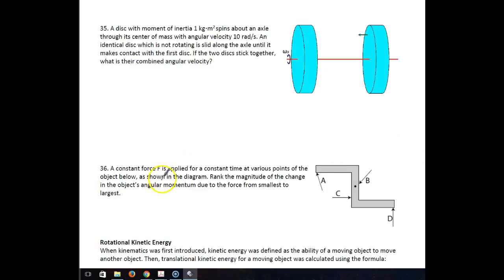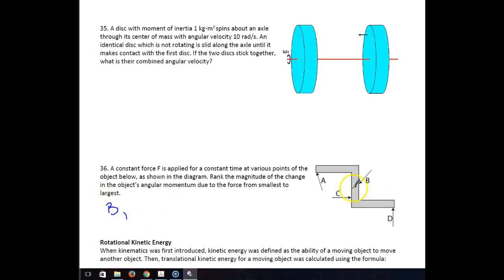For the next one, this says a constant force F is applied for a constant time at various points of the object below, shown in the diagram. They want me to rank the magnitude of change in the object's angular momentum due to the force from the smallest to the largest. Because the force here is applied right at the fulcrum, or right at the pivot point, there is no change in angular momentum, so it would have the smallest change.